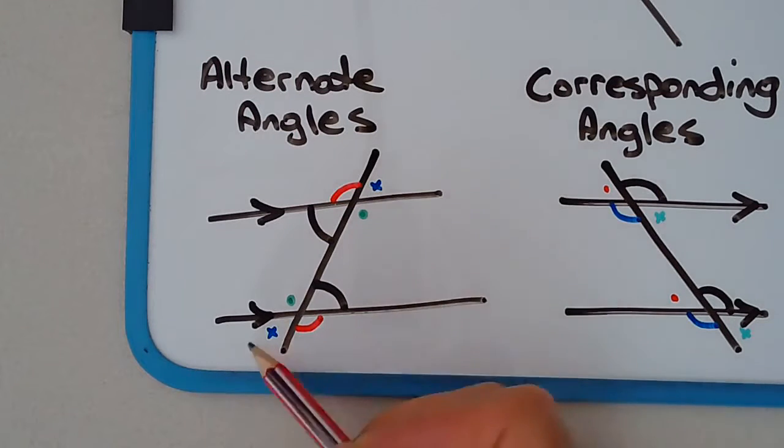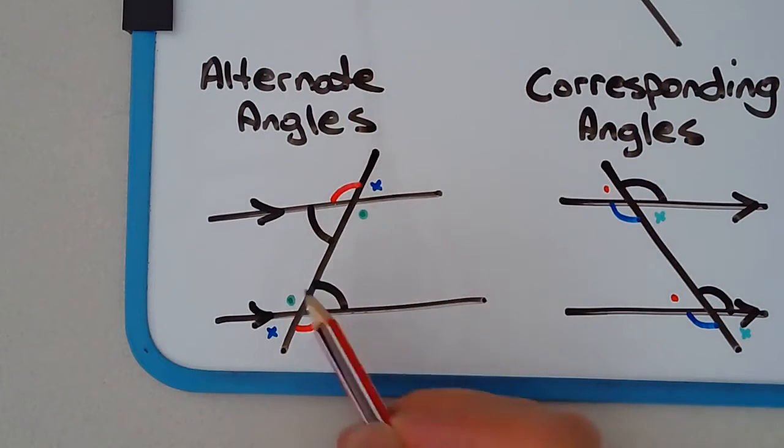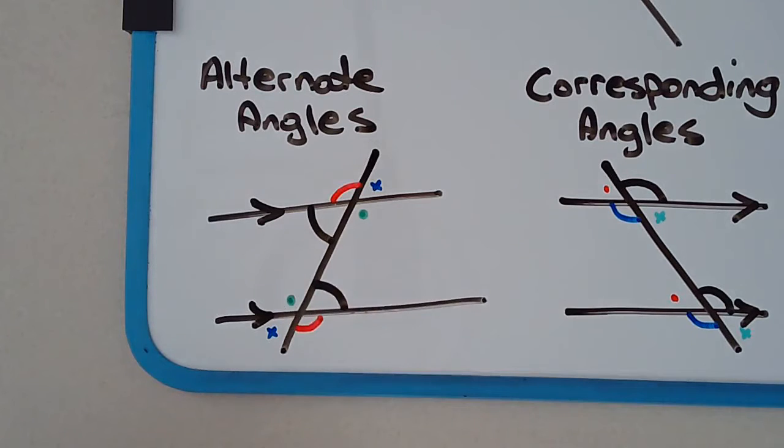The blue X's, same thing. They are also alternate. And the green dots are also alternate angles. Alternate angles are also equal in size. So this angle here is the same size as this angle here. This blue angle here is the same as this blue angle there, and so on.